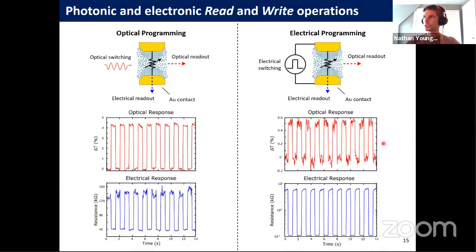Now, in the case of electrical switching over here, we see that the change in optical contrast is quite significantly reduced. And we attribute this to the different readout mechanisms between the optical and electrical domains and the fact that our nanogap is still relatively large compared to the minimum volume of material that can be reversibly switched.